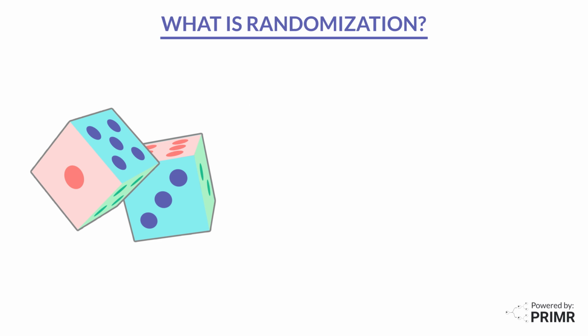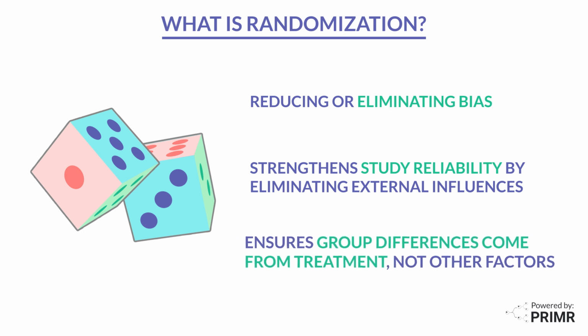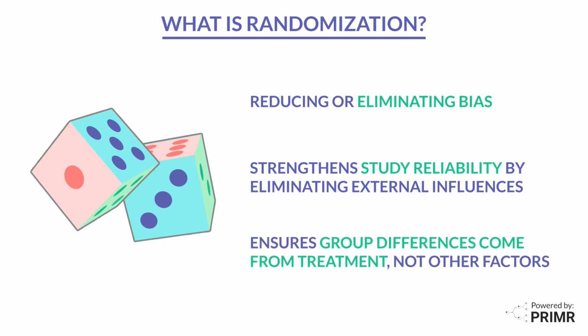The main goal of randomization is to eliminate bias. By randomly assigning participants to groups, researchers reduce the likelihood that certain characteristics, like age, gender, or health conditions, will affect the results of the study. Randomization helps ensure that any differences observed between the groups are due to the treatment itself, rather than other factors.